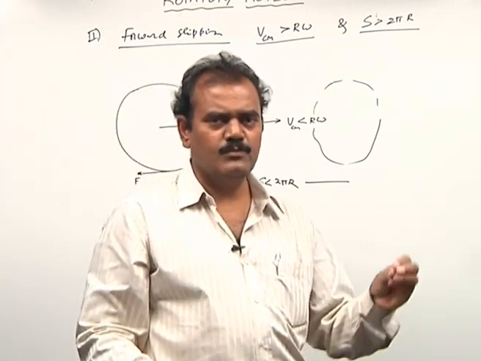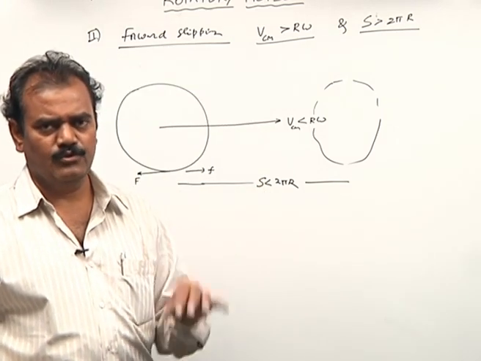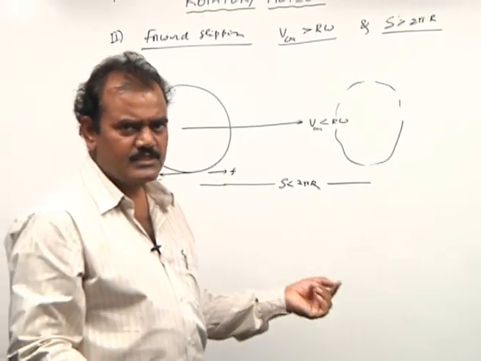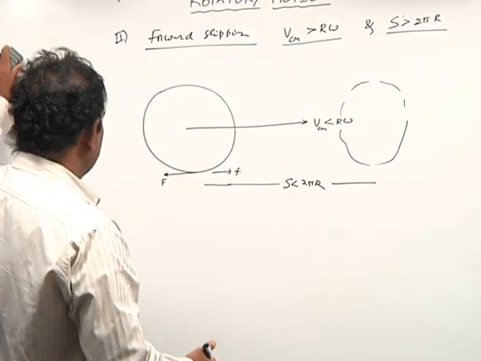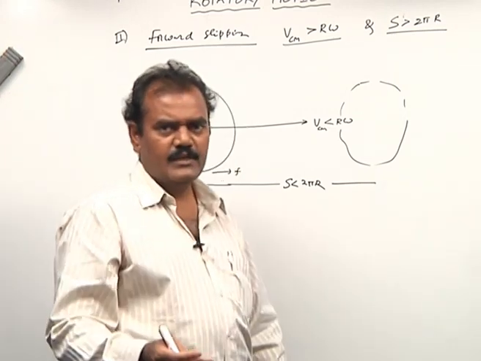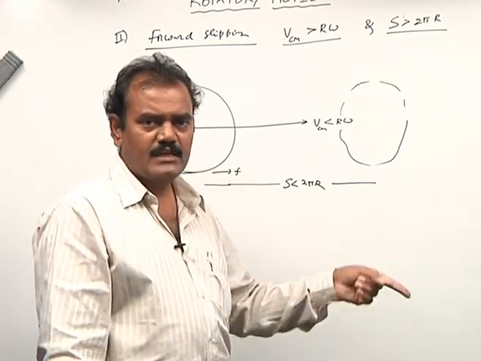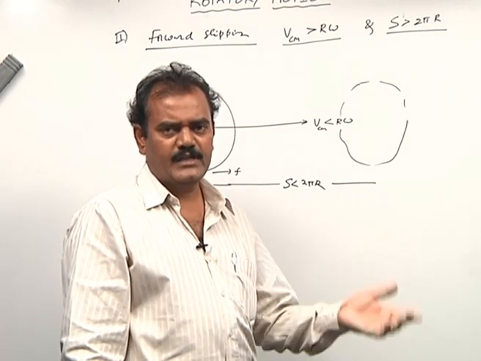The first one is pure rolling. It is a combination of both pure translation and pure rotation. The second one is forward slipping, in which V center of mass is greater than r omega and S is greater than 2 pi r. The next one is backward slipping, in which V center of mass is less than r omega and S is less than 2 pi r in a complete rotation.